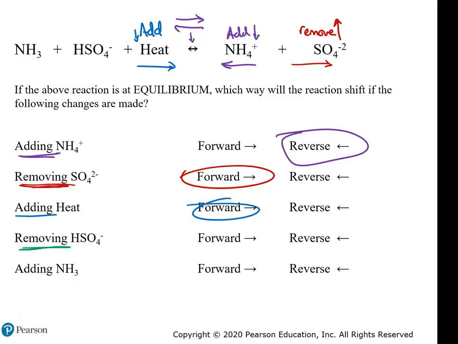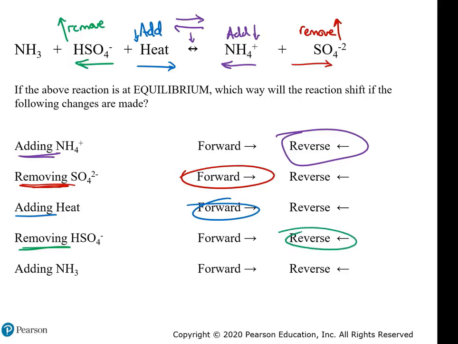So what if I took out HSO4 minus? Is it a reactant or a product? It's a reactant, so it's here. So if I remove it, this comes out, that means that the reaction is going to shift which way? Yep, it's going to shift towards it. So it's going to be the reverse reaction.